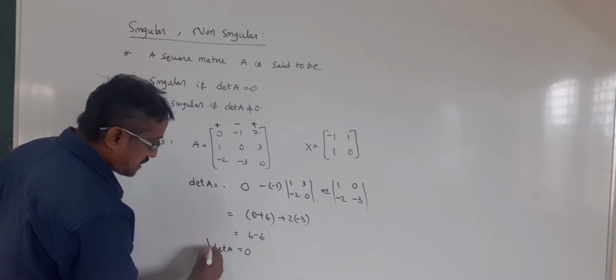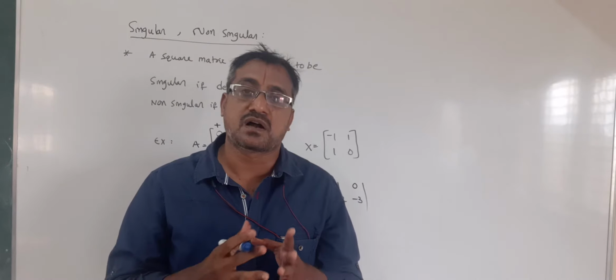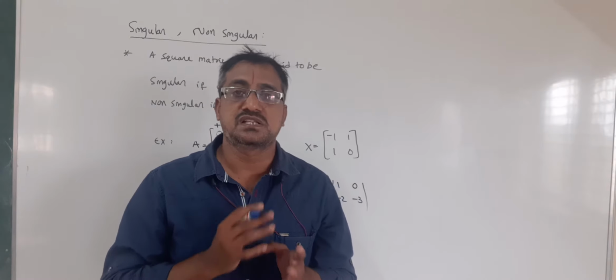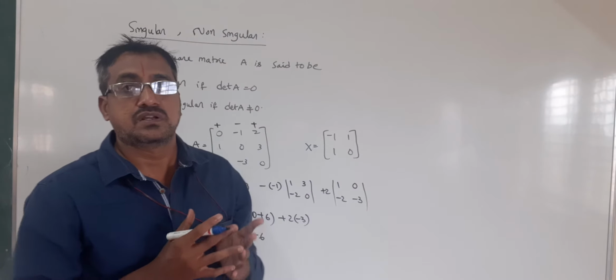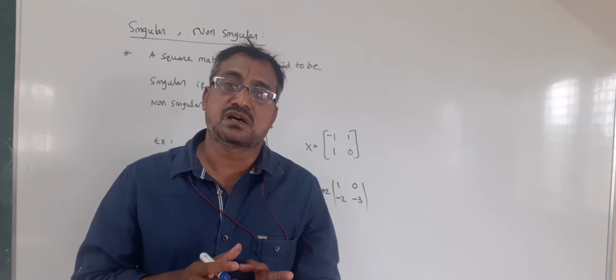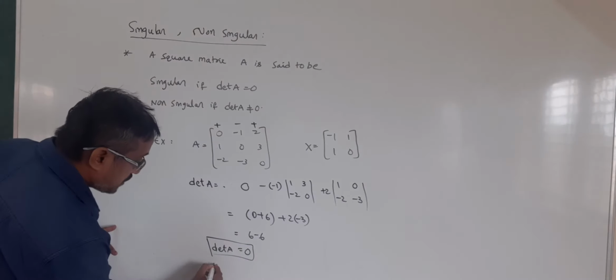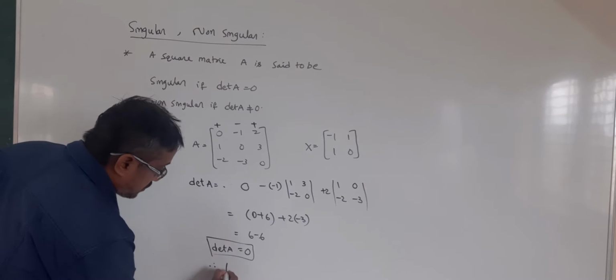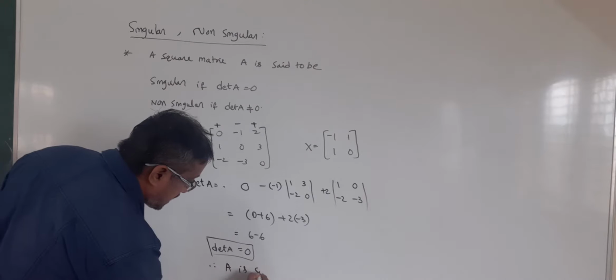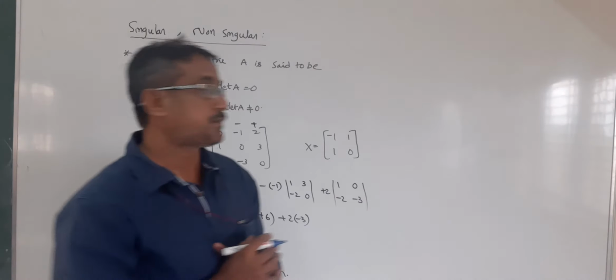So remember that the determinant of a skew symmetric matrix of order 3 is always 0. So, a skew symmetric matrix of order 3 is always a singular matrix. Therefore, since det A is 0, A is singular. A is called a singular matrix.